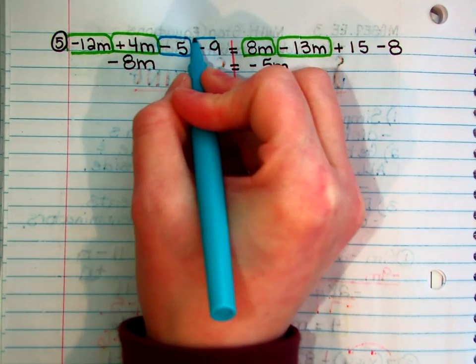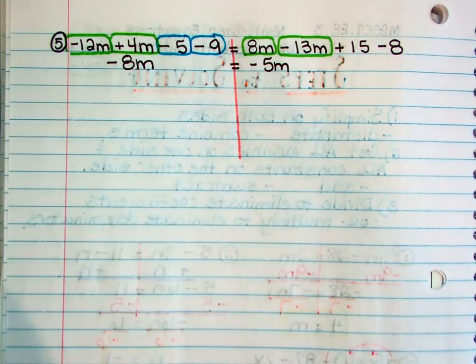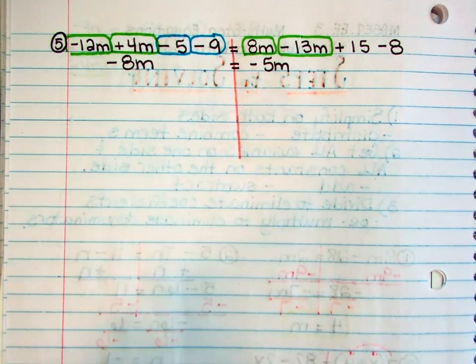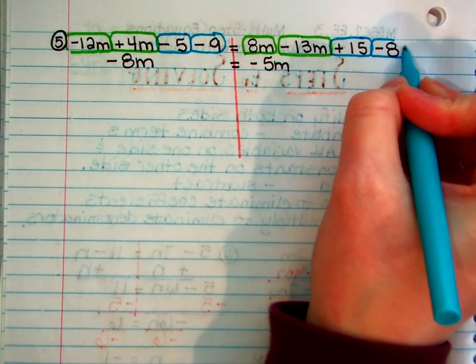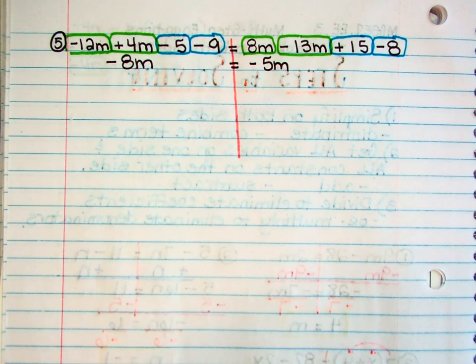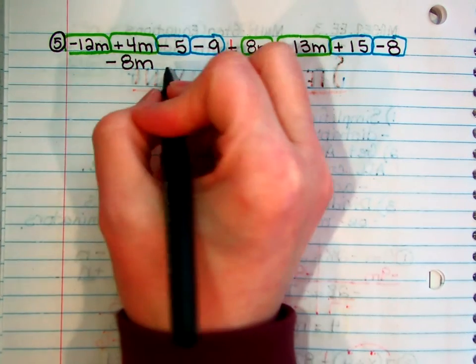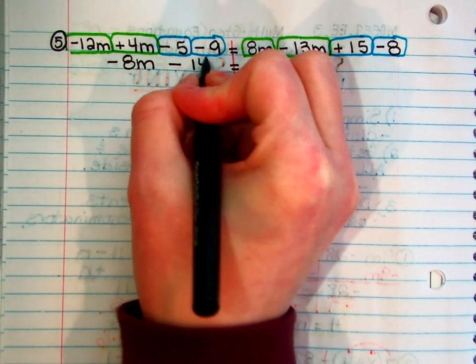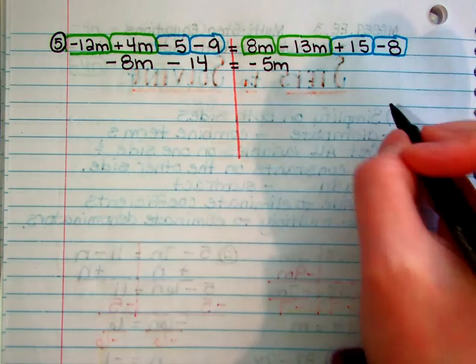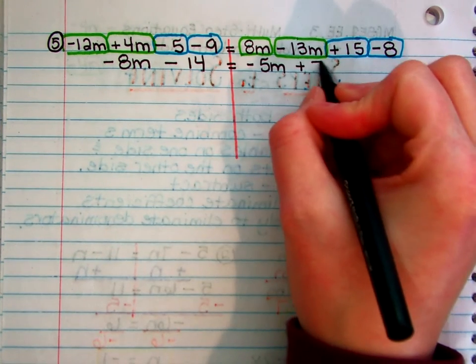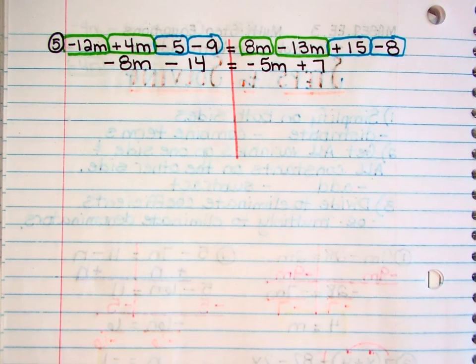Then negative 5 and negative 9 can also go together. And on the right-hand side, positive 15 and negative 8 can go together as well. Negative 5 and negative 9 come together and make a negative 14. I'm going to put minus 14, not plus negative. Then on the right-hand side, 15 minus 8 is 7. It's just positive 7. So I'm going to put it plus 7.